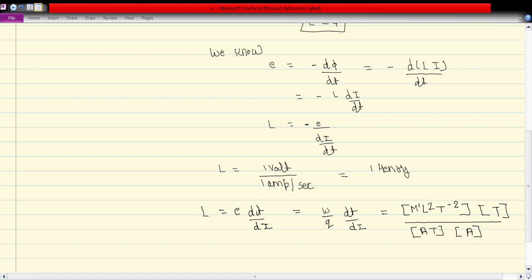So from here T cancels, and we can write the dimension formula of L, the self-inductance, as M1 L2 T minus 2 ampere minus 2. Ampere minus 2. So thank you for today's session.